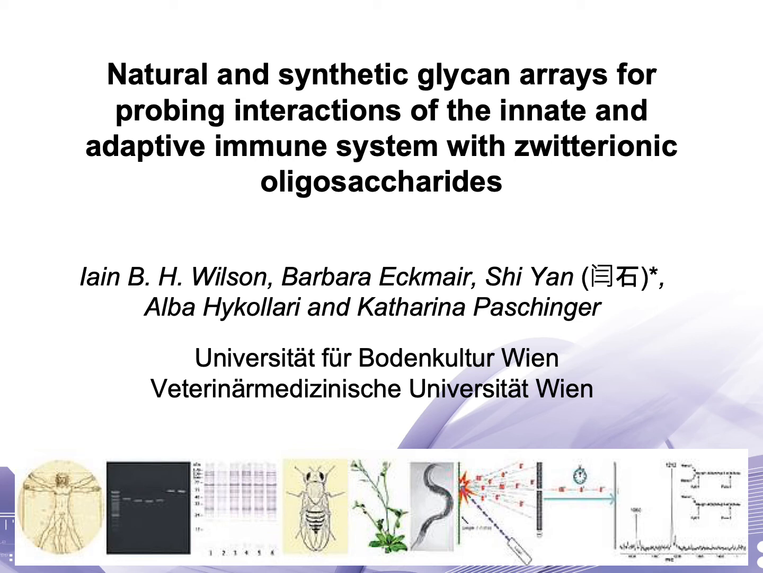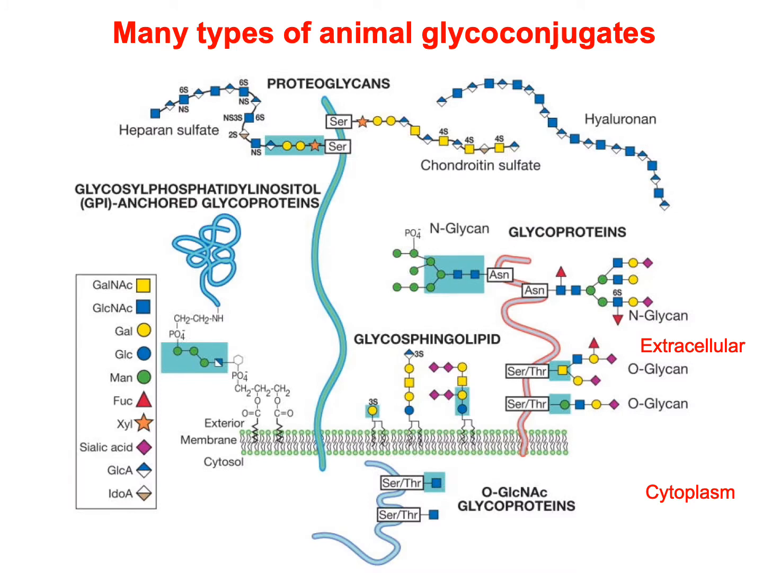I want to take this opportunity to introduce you to our work on natural and synthetic glycan arrays, which can be used to examine interactions of the innate and adaptive immune systems with zwitterionic glycans. For those who are perhaps not so familiar, I just want to say there are many different types of glycans or glycoconjugates in animals, ranging from proteoglycans through to glycolipids, glycolipid anchors, and glycoproteins with the glycans linked either through asparagine, that means N-glycans, or through serine or threonine, means O-glycans.